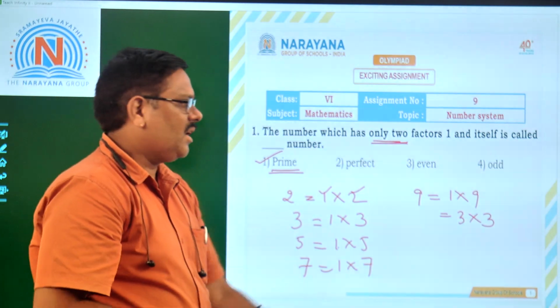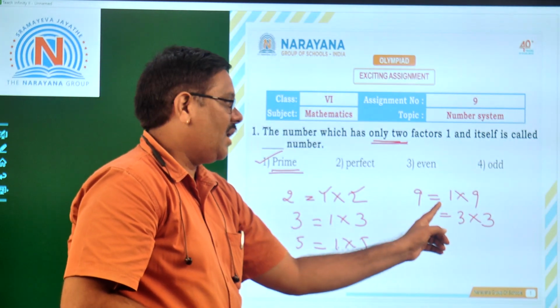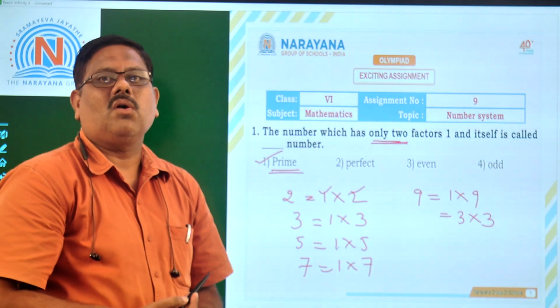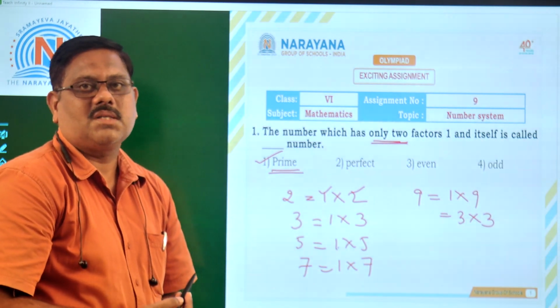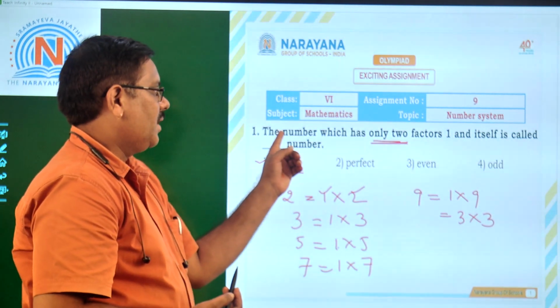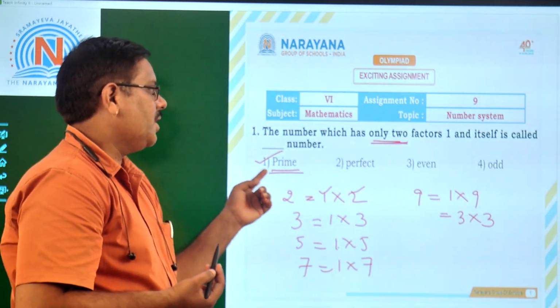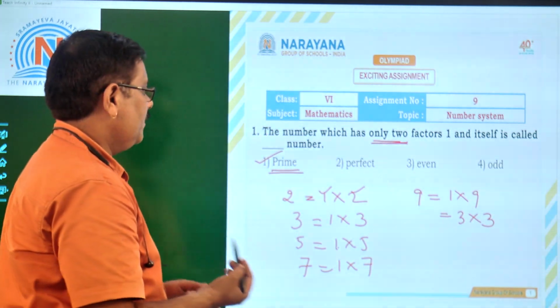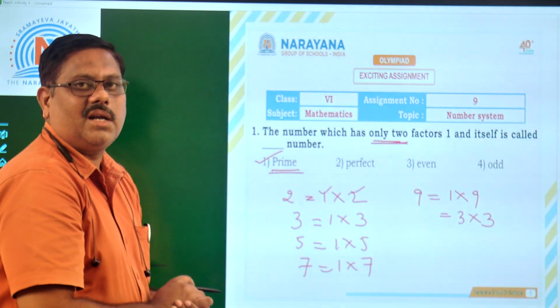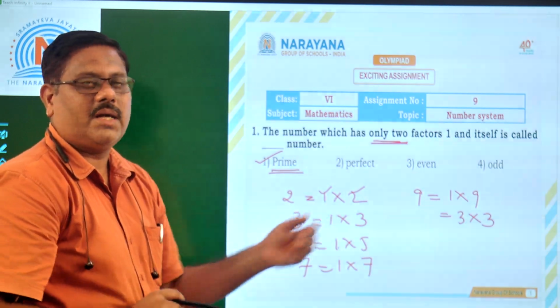If you have at least one other factor than 1 and itself, such numbers are called composite numbers. So according to the given options, the right option is prime number. So the first option is the right option for this particular question. Now we will move to the next question.